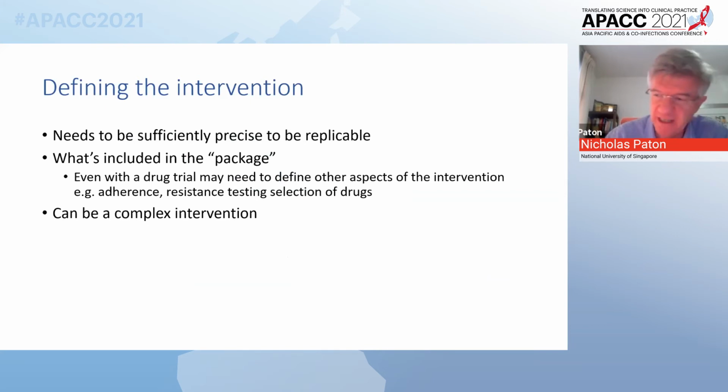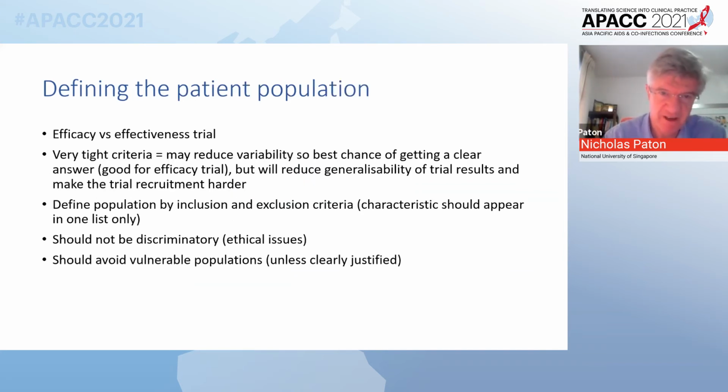This includes defining the intervention. It needs to be very precise so you're sure you can replicate what you're actually testing. You need to be able to define the patient population. Is it going to be very restricted, like in an efficacy trial, or is it more an effectiveness trial? You're trying out an intervention in a more generalizable population, so you tend to need broader eligibility criteria, and you need to consider other factors shown here.